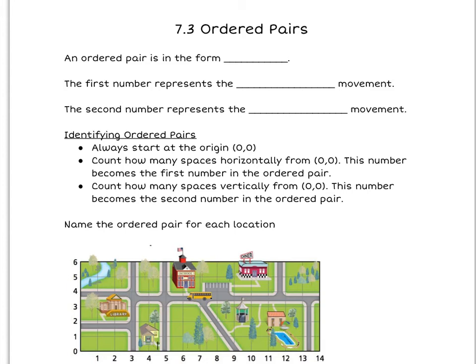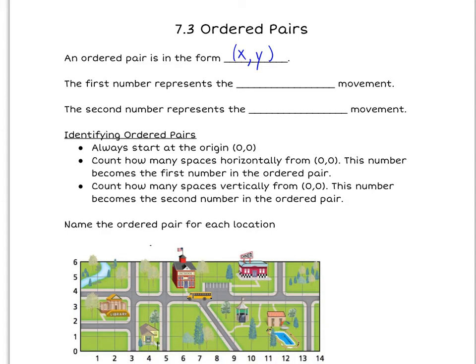So 7.3, ordered pairs. An ordered pair is always written the same way. You are going to have a set of parentheses, and inside those parentheses you are always going to have two numbers: an X number and a Y number, with a comma between them. The X number is always the first number, the Y number is always the second number. And they're always separated by a comma.